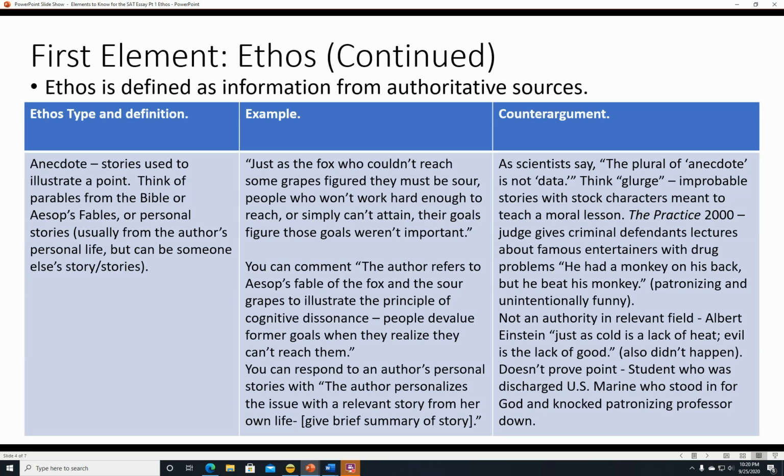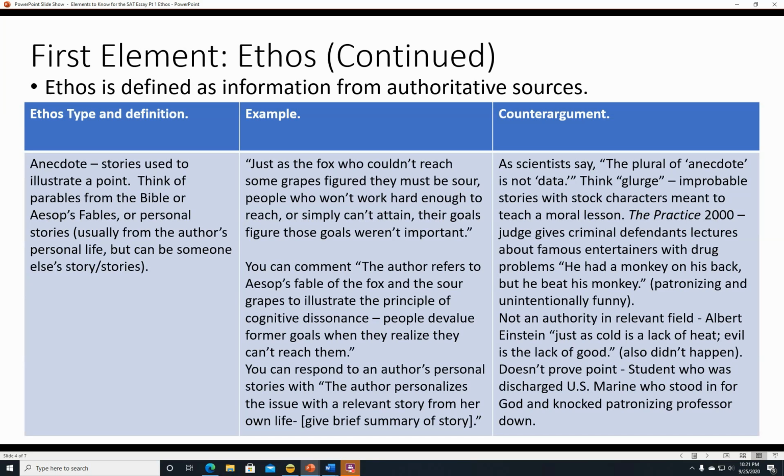So you could also respond to an author's personal stories if the author told a story from his or her life. The author personalizes the issue with a relevant story from her own life, and give a brief summary of the story. Maybe she decided, well, her dreams of becoming a professional figure skater weren't that important when she realized that she just was really not any good at skating. Anyway, presidents like to do that in the State of the Union address. A lot of times they'll use, little Timmy started a lemonade stand, and tell the story of Timmy's lemonade stand to make a point about how small businesses are the backbone of American society and economics.